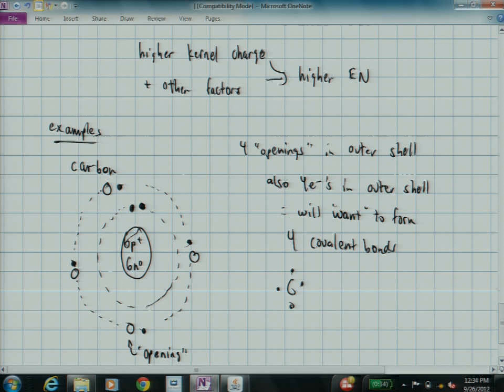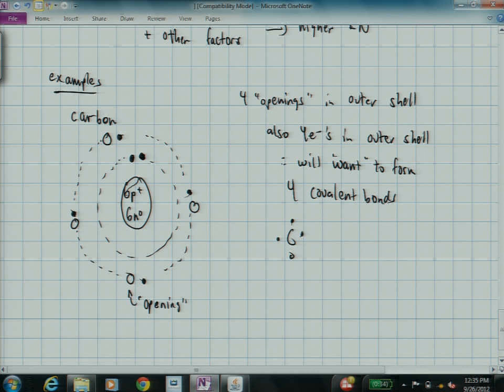It turns out, for what it's worth, its kernel charge is equal to 6 pluses in the nucleus minus 2 electrons in the inner shell, which gives a plus 4 kernel charge. So it turns out this is moderately electronegative. Now, you could not know that. You can't predict that 4 means moderate. I'll have to tell you that, right? We can do comparative things.